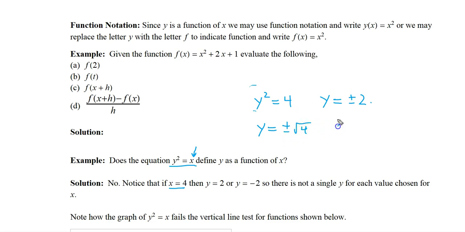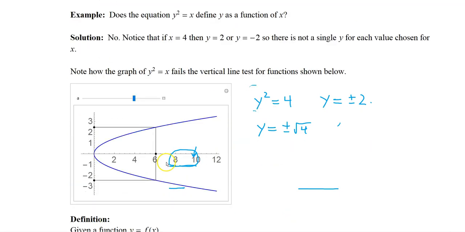Well, so what we have then is we put the number 4 in for x. We do not get a single number y back. We get back two different numbers. And so this equation does not define y as a function of x. And graphically you can see that this is not going to be a function because its graph will not satisfy the vertical line test. So let's take a look at the graph.